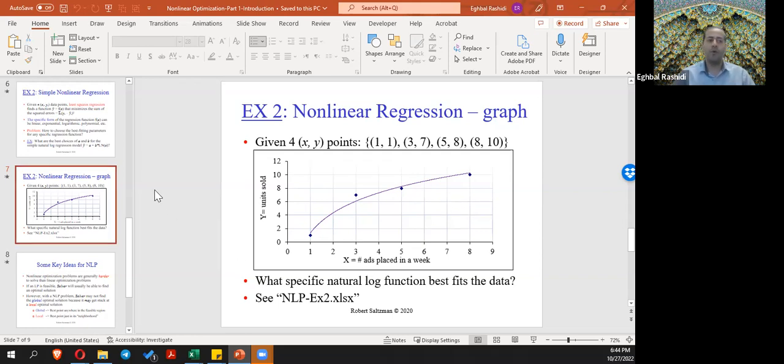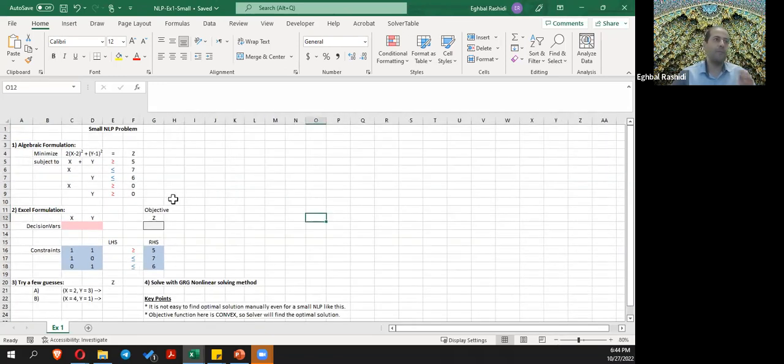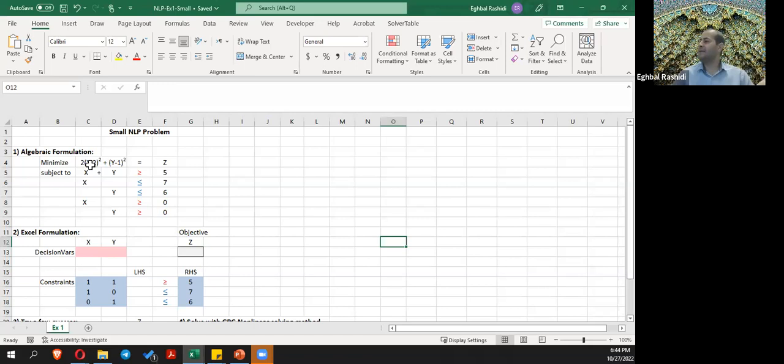Okay? So let's go to the Excel file, and I am going to open this. This is the data file. So this is the algebraic formulation. We are minimizing, let me bring this here, the least square. That's 2 multiplied by x minus 2 squared plus y minus 1 squared. That's our objective function. This is the previous problem.